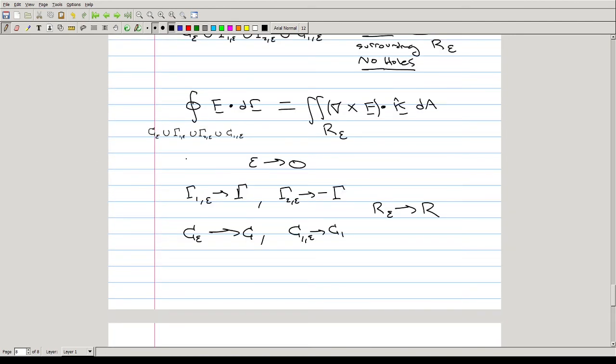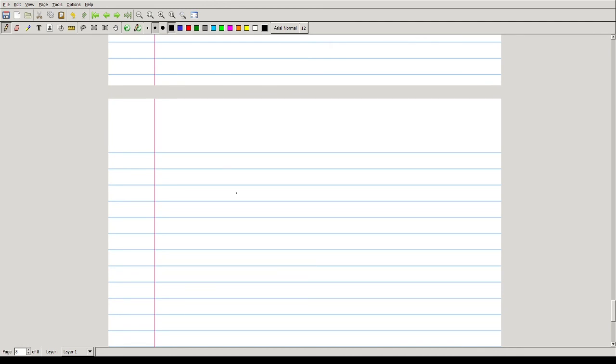So from an integration standpoint, this integral becomes the same thing as the closed integral over C union gamma union negative gamma union C1, and this is going to become the double integral over R of the curl of f dot dr or dA.